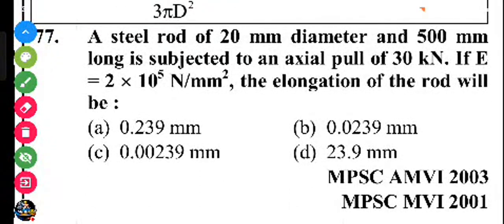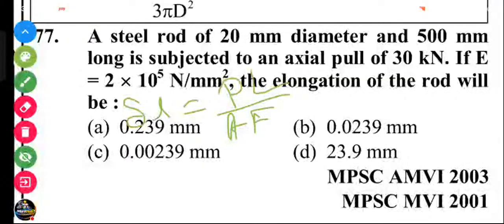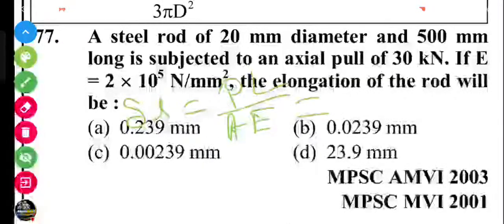Next question. A steel rod of 20 mm diameter, 500 mm long, is subjected to an axial pull of 30 kilonewton, E is given. What is the elongation? Delta L equals PL by AE. This is the formula. Here we put the data in this equation. What is the force? Force is 30 kilonewton, 30 into 10 to the 3.